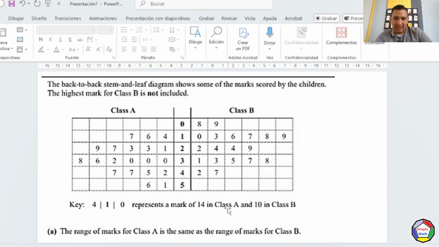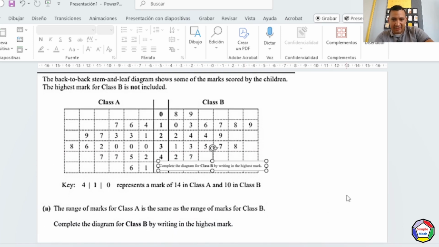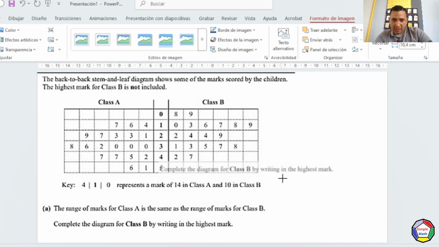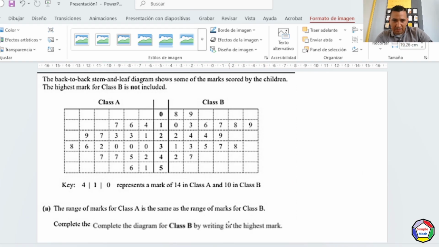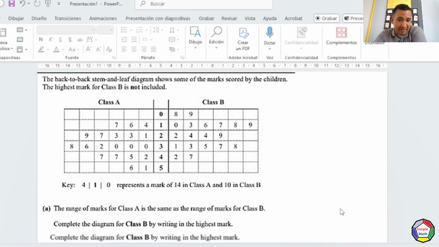Let me fix this. I have technical problems, and I will add that question here. The question says complete the diagram for class B by writing in the highest mark. So I will start the explanation.